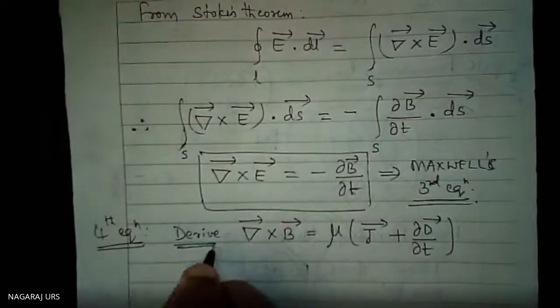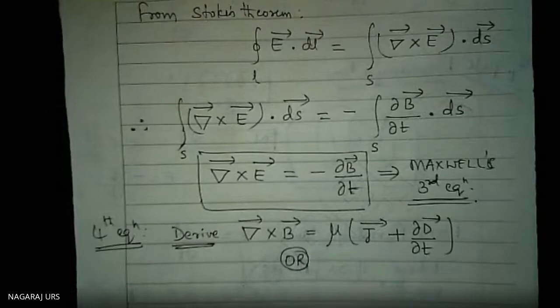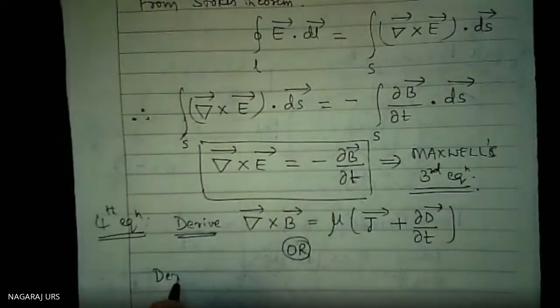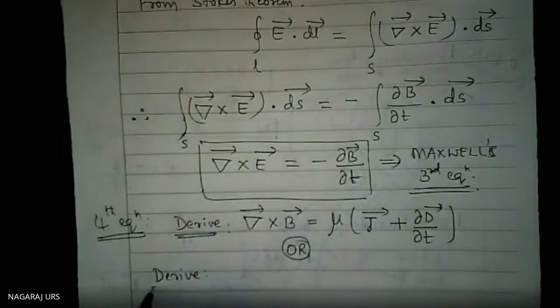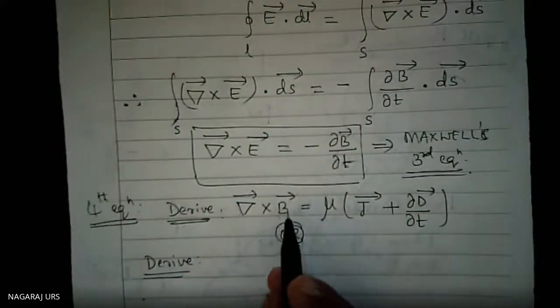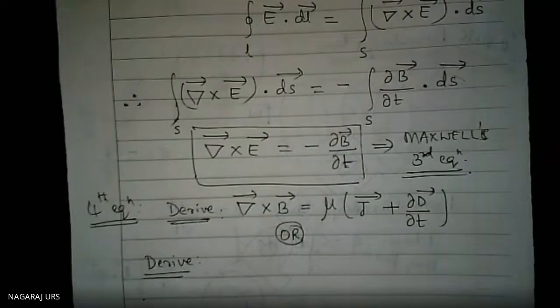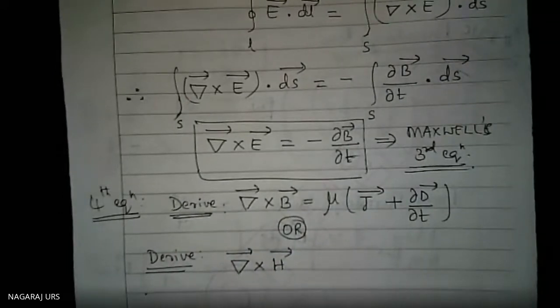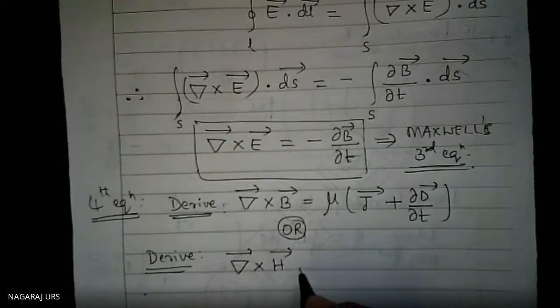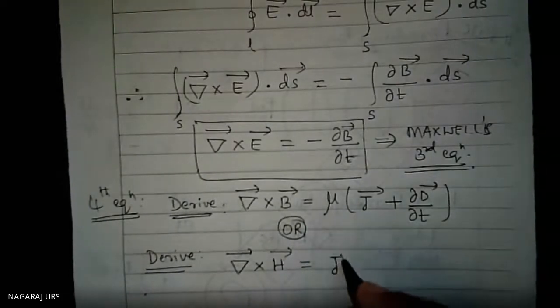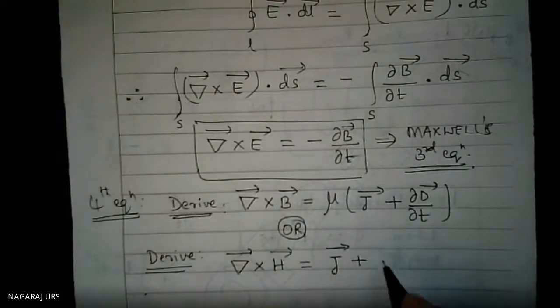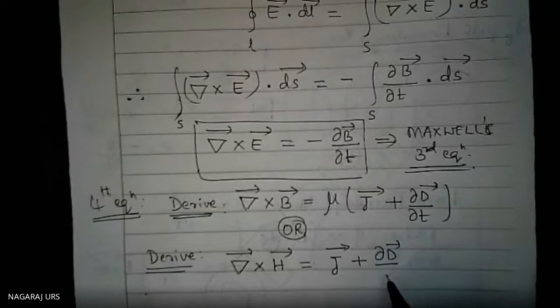This one we can ask, or derive. Instead of B, we can ask H also: del cross H. They are one and the same. B is equal to mu into H. So that is equal to J, here we are not going to get the mu, J plus del D divided by del T.